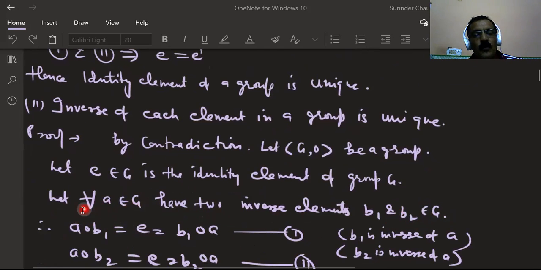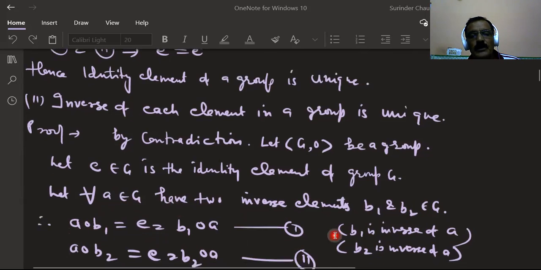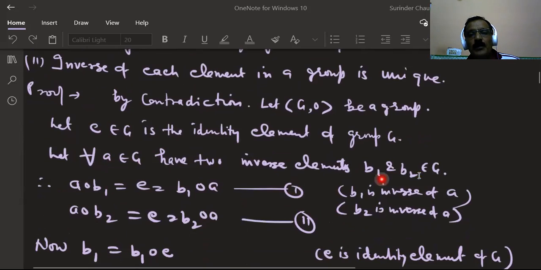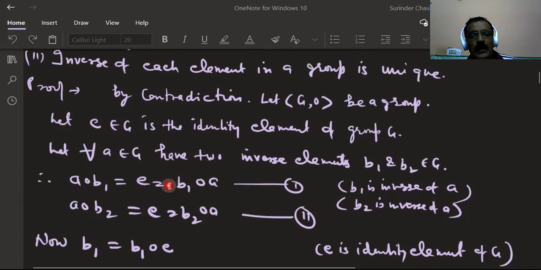Now, for all a belongs to G, two inverse elements. If b1 is the inverse of a, then we know that the inverse of each element exists in G. a composition with b1 is equal to e, which is equal to b1 composition with a: first equation. Similarly, if b2 is the inverse of a, then a composition with b2 is equal to e, which is equal to b2 composition with a. Then first and second imply a composition with b1 is equal to b1 composition with e.